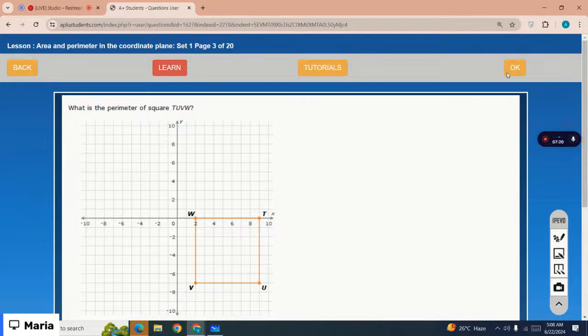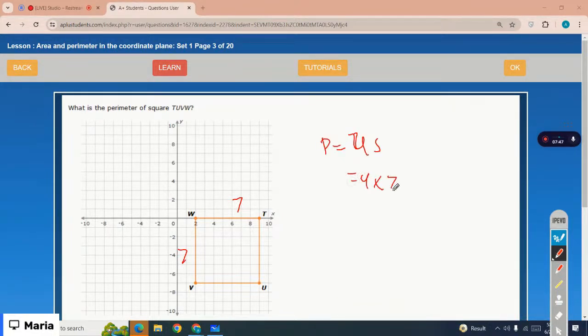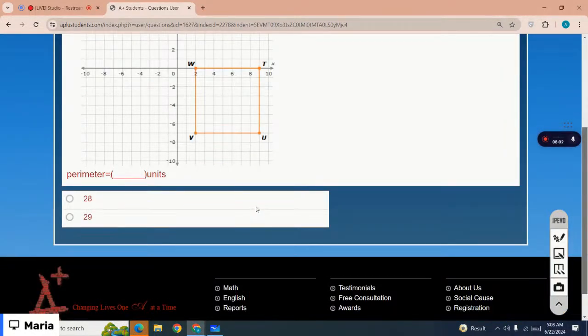What is the perimeter of the square TUVW? So let's just see what the perimeter is. First, let me find the side length, right? From here to here, that is 7. So the perimeter is 4 times the side. That is 4 times 7, which is 28. So option number 1 is the correct option.